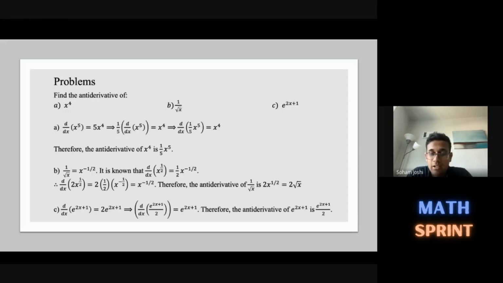So using the algebraic method, consider the derivative of e to the power of 2x plus 1 with respect to x. That is equal to 2e to the power of 2x plus 1. Divide the left and the right-hand sides of the equation by 2, and we find that d by dx of e to the power of 2x plus 1 divided by 2 is equal to e to the power of 2x plus 1.